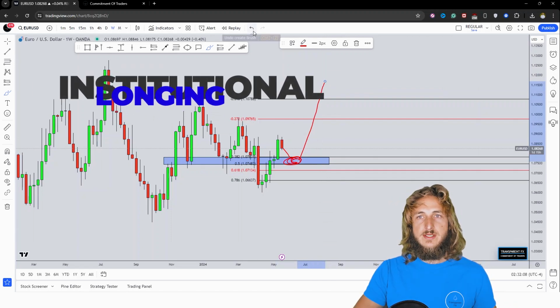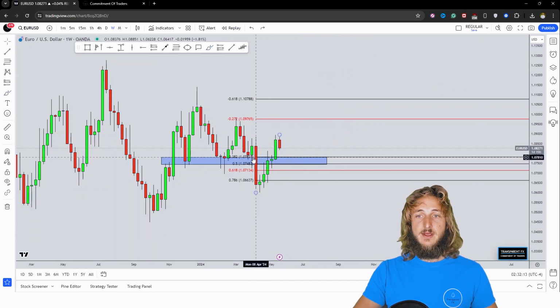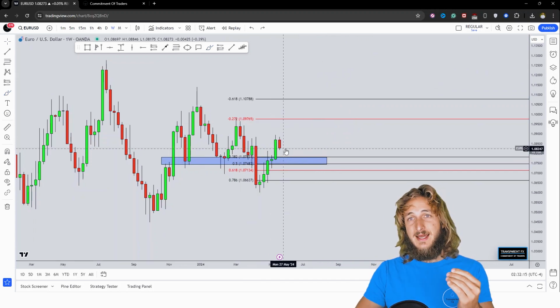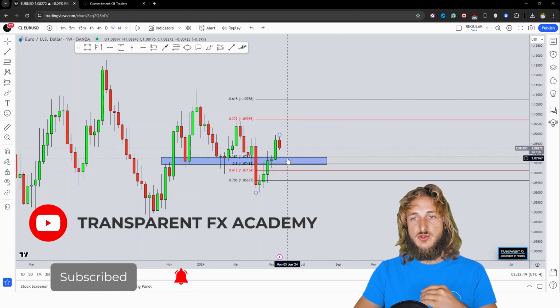Now, why do I say fueled by institutional longing? Because when you have multiple layers of support lining up in the same area of price, there is an increased probability of seeing institutions adding longs.